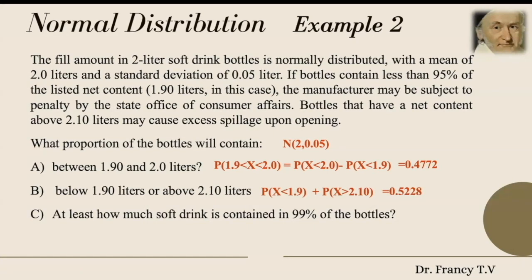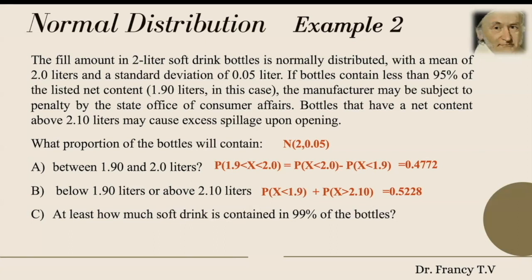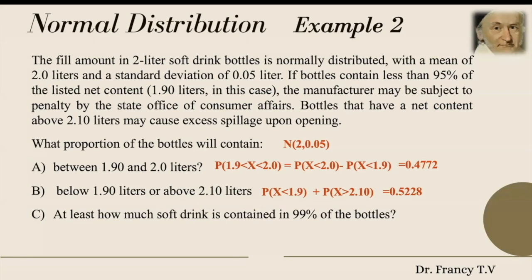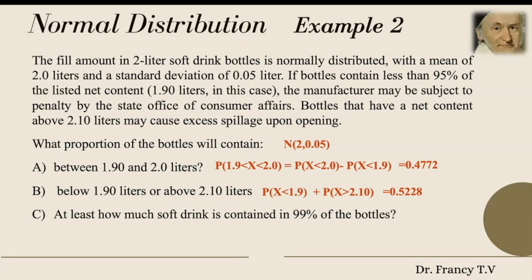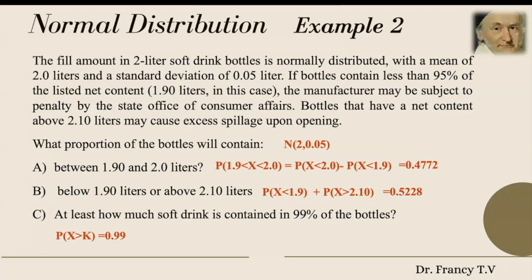Third question is little complicated. At least how much of soft drink is contained in 99% of the bottles? We will assume at least K liters is contained in 99% of the bottles. This means probability X greater than K equal to 0.99. Probability X greater than K is 0.99.